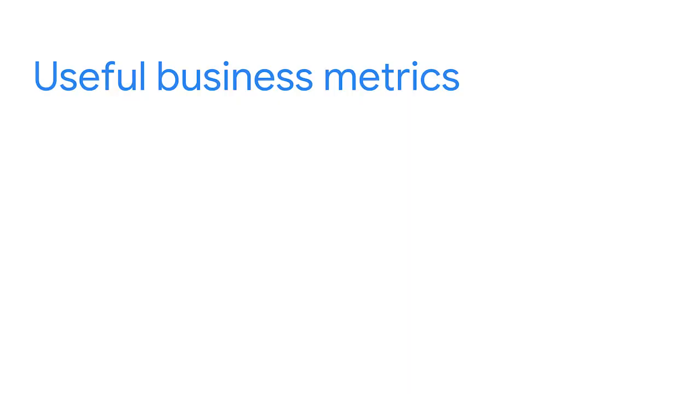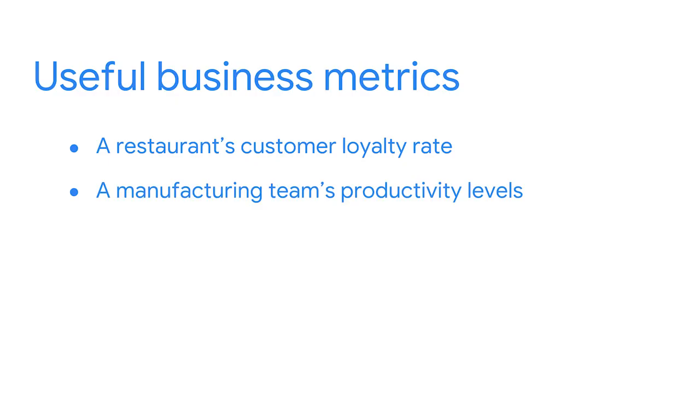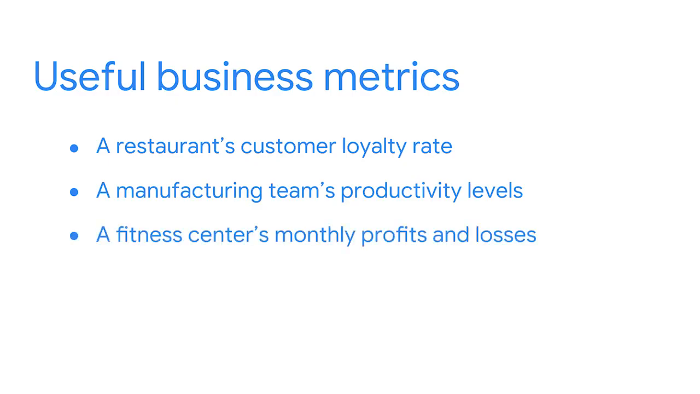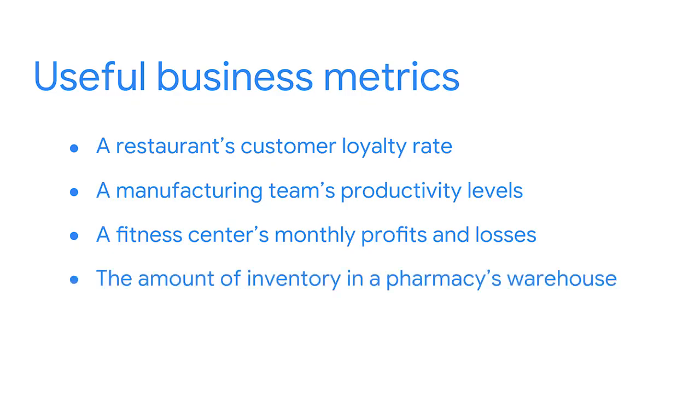And that's why it's critical to ensure each metric you monitor is productive, informative, and effective. For example, some useful business metrics might include a restaurant's customer loyalty rate, a manufacturing team's productivity levels, a fitness center's monthly profits and losses, or the amount of inventory in a pharmacy's warehouse. These are numbers that can lead to useful business insights. When determining which metrics to include on a dashboard, BI professionals consider four key things.